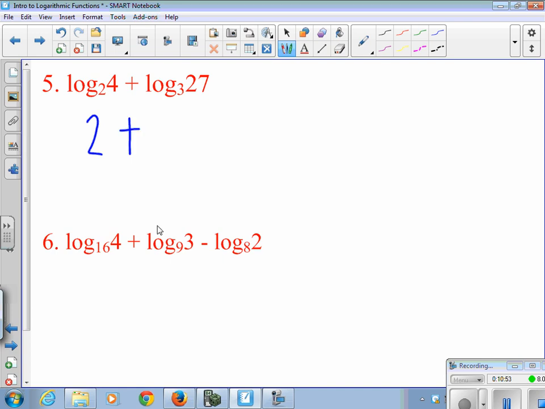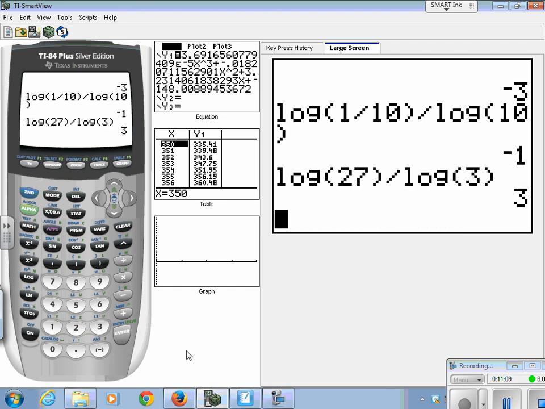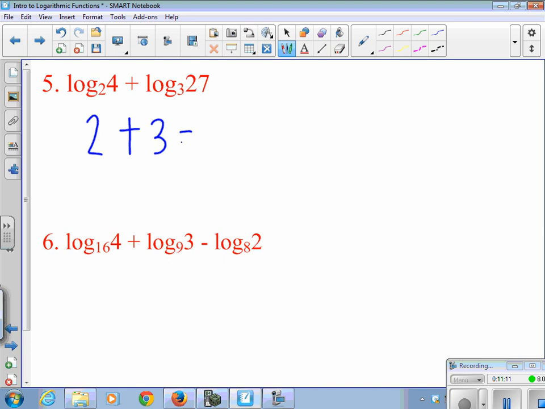Plus, you may need to do log tall, log small on this. If you do, that's fine. You could have done log tall, log small here. Either way, they'll give you the right answer. So I'm going to do, to find this one, log tall divided by log small. So log 27 divided by log 3. And so that gives me 3. And so 2 plus 3 would then give me 5.